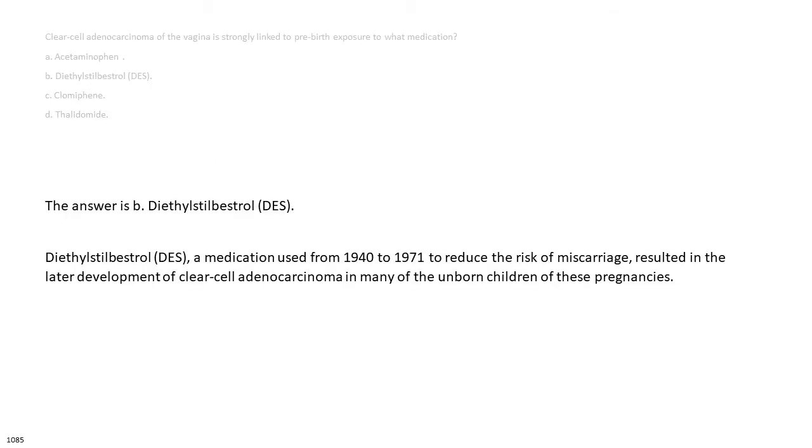The answer is B. Diethylstilbestrol, DES. Diethylstilbestrol, a medication used from 1940 to 1971 to reduce the risk of miscarriage, resulted in the later development of clear cell adenocarcinoma in many of the unborn children of these pregnancies.